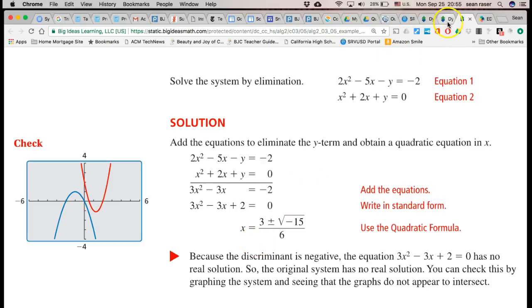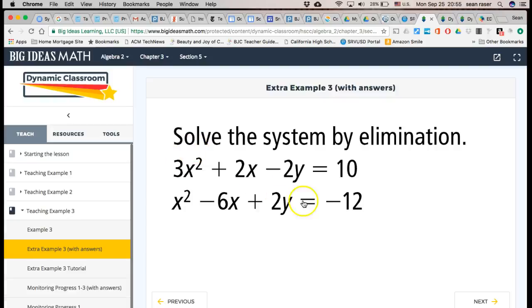What I want you guys to do is try this example here. Go ahead and solve this problem by elimination. Go through the same steps that we went through before. Go ahead and solve this one, and enter it in the text box that pops up now.